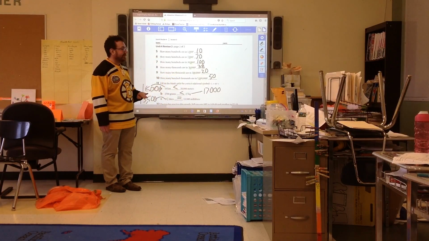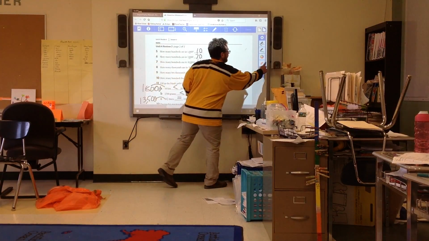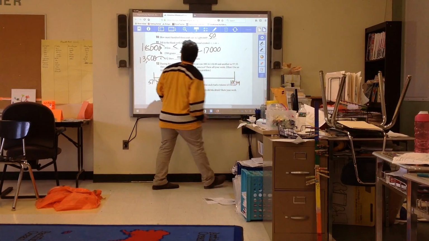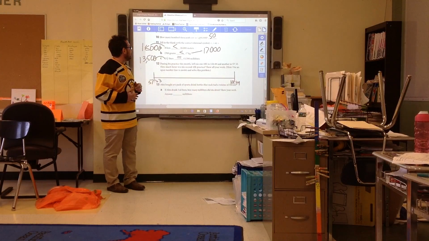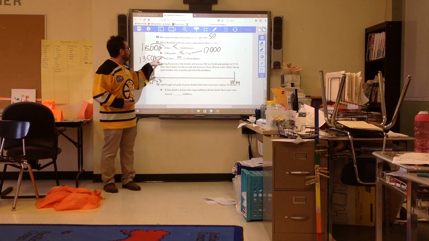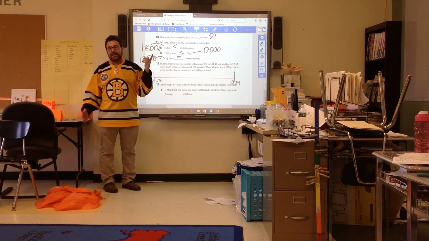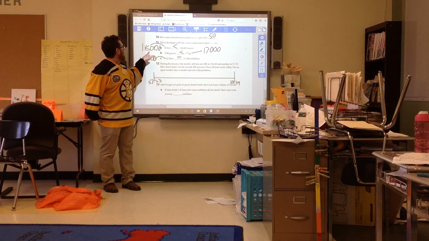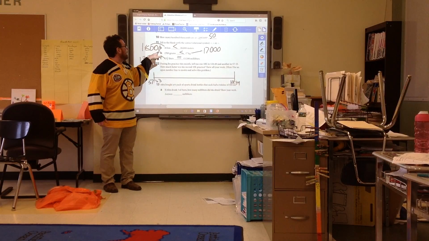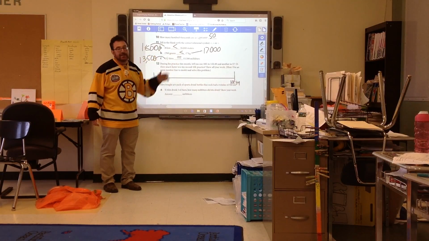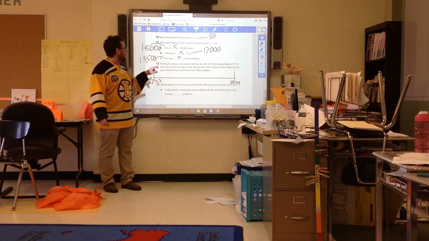Now, when I get down to 11, I'm comparing different things. Again, greater than, less than, equal to. So 18 kilometers, I know it's 1,000 meters in a kilometer. 18,000 meters, I change them to the same thing so I can compare. 18,000 meters is less than 20,000 meters.